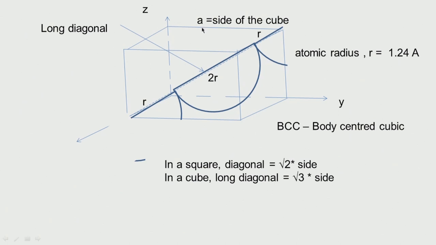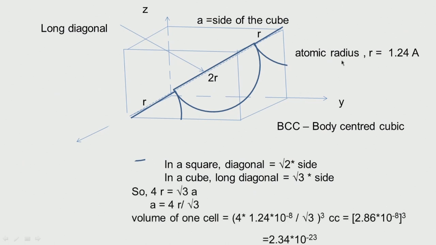You must have studied this, right. So, side is A. So, obviously, 4R is equal to square root of 3 A. So, there is a relation we can develop between R and A. 4R is the R plus 2R plus R, so 4R is equal to square root of 3 A. So, A is equal to 4R divided by square root of 3. Now, volume of one unit cell is A into A into A. R is given here as 1.24 angstrom, converted into centimeter, 10 power minus 8. So, the volume is (4 into 1.24 into 10 power minus 8 divided by square root of 3) whole cubed. So, this is the volume of one cell.